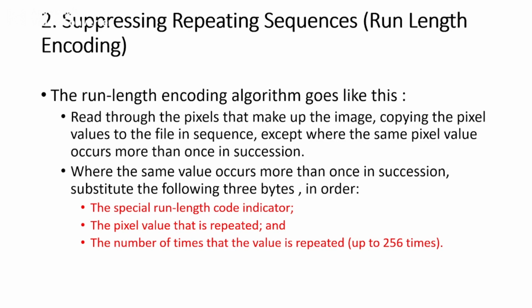The first step of the algorithm is to read through each pixel that makes up the image, and copy the pixel values to the file in sequence, except where the same pixel value occurs more than once in succession. When a value occurs more than once in succession, you do the following three things: substitute the special run length code indicator, the pixel value that is repeated, and the number of times that value is repeated. You can do it for up to 256 times.